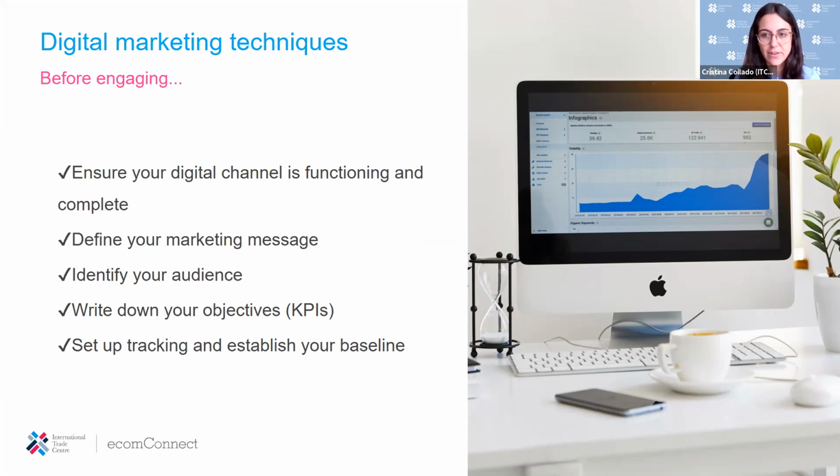Then you'll have to identify your audience, set up who your buyer persona is, and we'll have a look at this later, and write down your objectives. And after the objectives you want to reach, you have to write down an indicator for each of them that allows you to measure if that objective has been reached or not. And also set up a tracking tool.